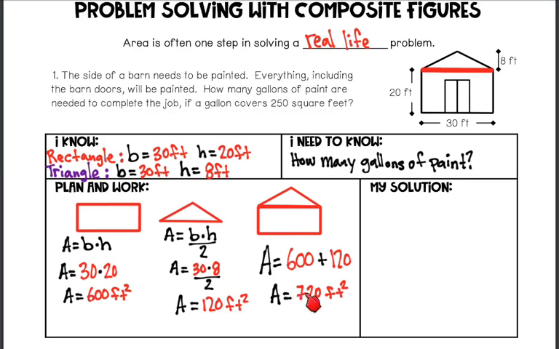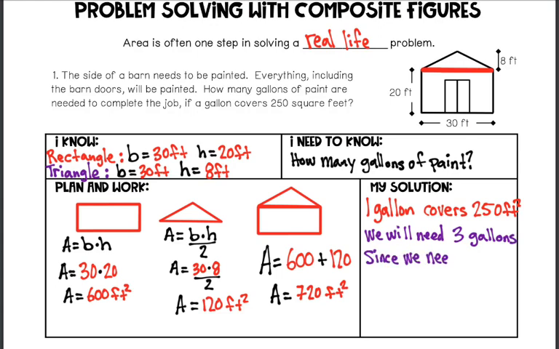So if I need to cover up 720 square feet of space here, I have to go back and look and see that 1 gallon covers 250 square feet. Well, if 1 gallon covers 250, I would just keep counting by 250. So that would be 250, 500 would be the next one. And then if I added 250 more, that would be 750, which is more than what I need, but it'll cover enough. So if that were the case, then we're going to need 3 gallons. And the reason why we need 3 gallons is because 3 gallons will cover 720 square feet.